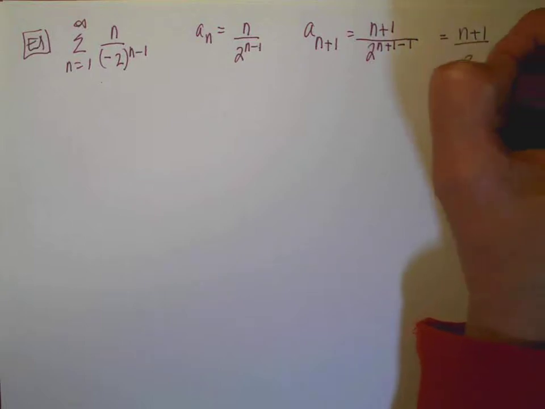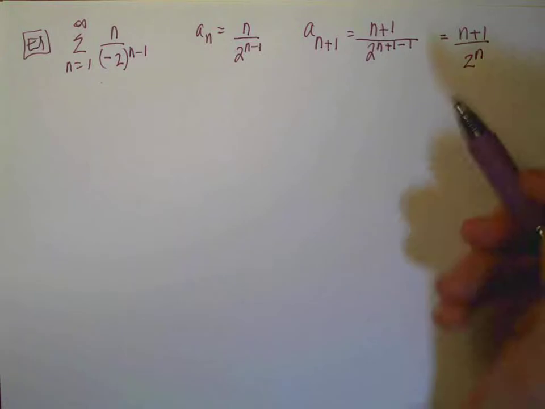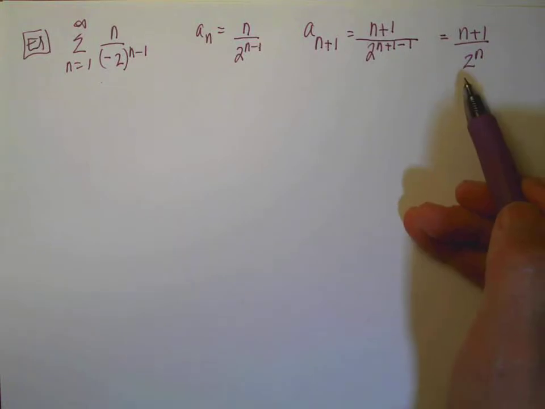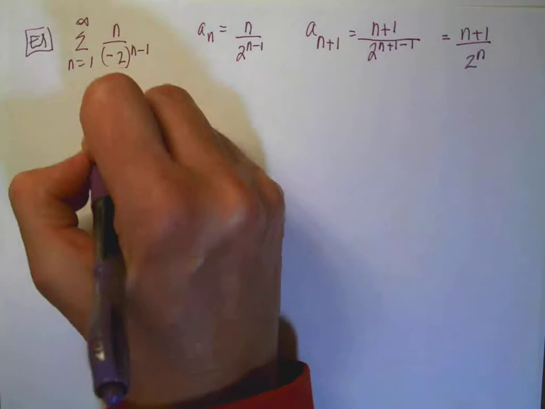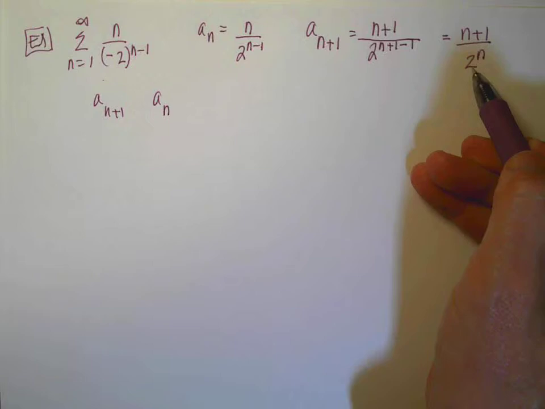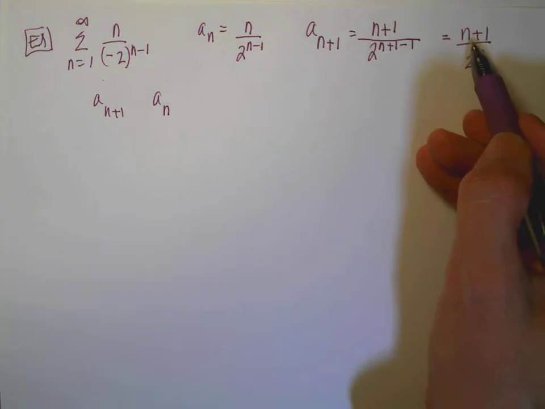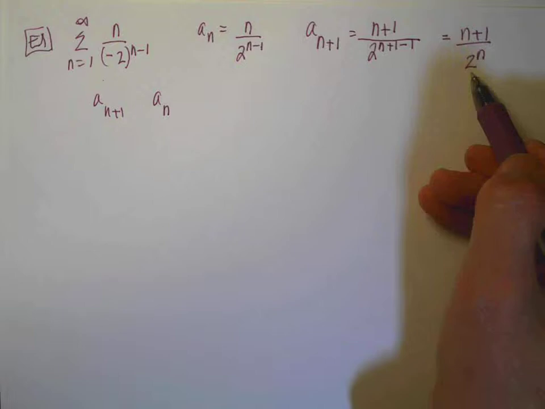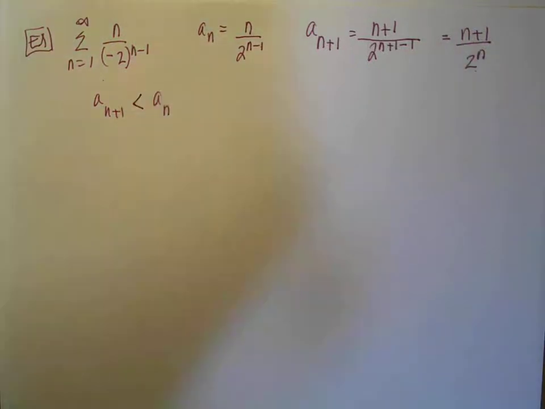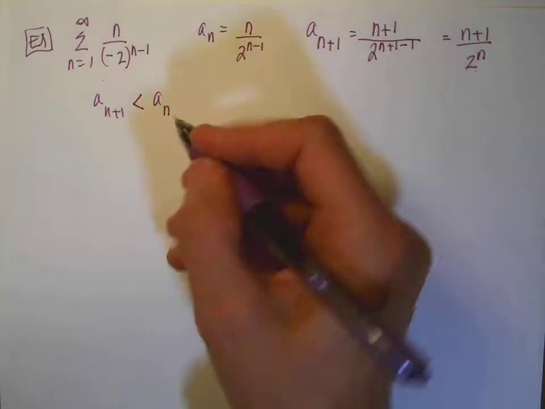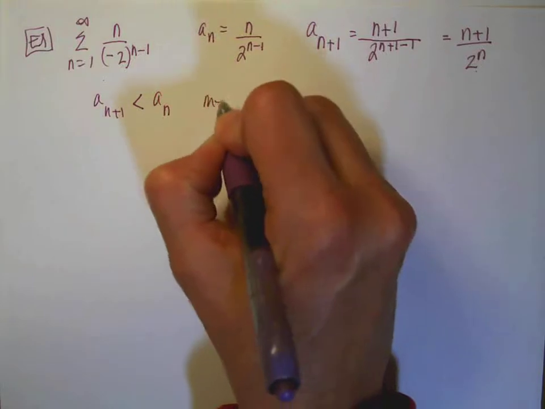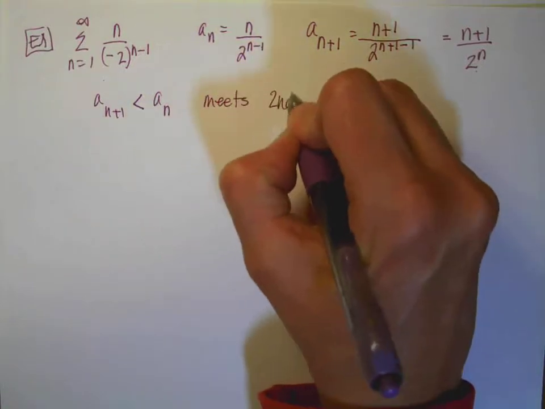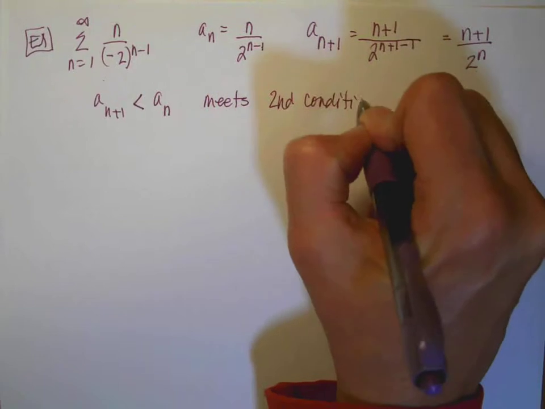So this is equal to (n + 1)/2^n. Okay, so in this particular case, when we want to compare our a sub n plus 1 and our a sub n, this is an exponential function, and this is a linear function. The exponential function is going to grow significantly faster. Therefore, the next term is smaller than the previous term, and so this meets the second condition.